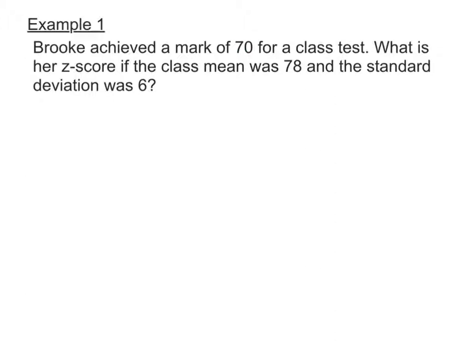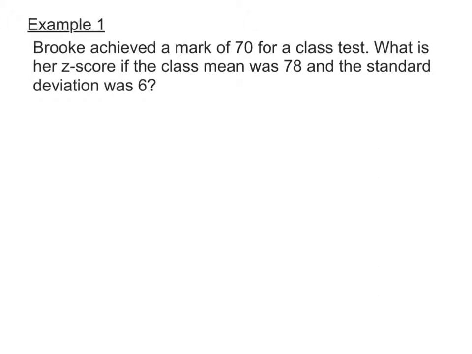If she achieved a mark of 70 and the class mean was 78, that means that her z-score is going to be negative because her score is lower than the mean. Now, if we think about how big it's going to be, if the standard deviation was 6, one standard deviation below the mean of 78 would be 72. So if she had a score of 72, then her z-score would be -1. She got 70 though, so her z-score is probably going to be a little bit less than -1.